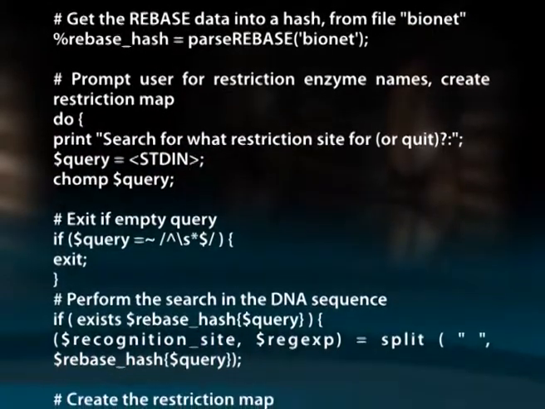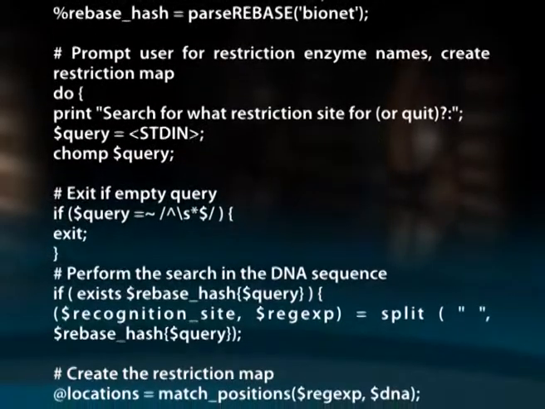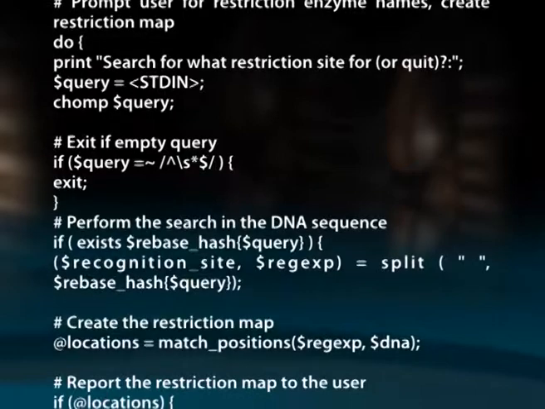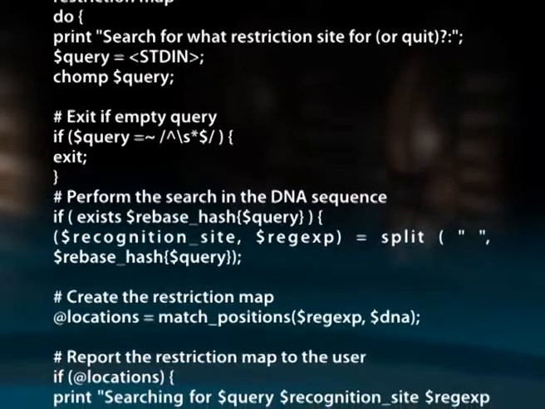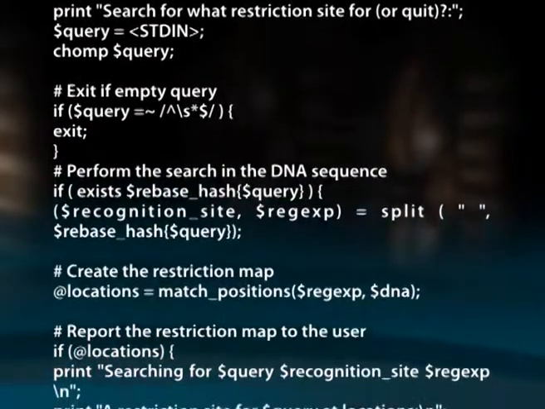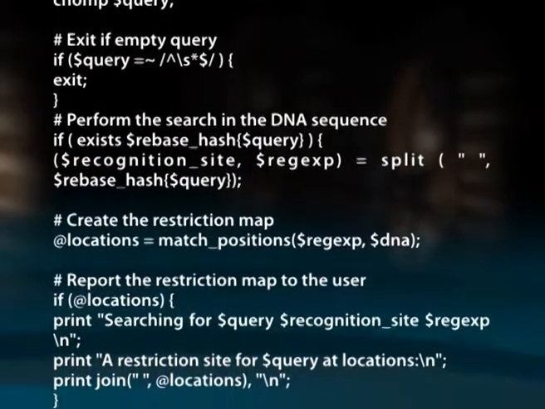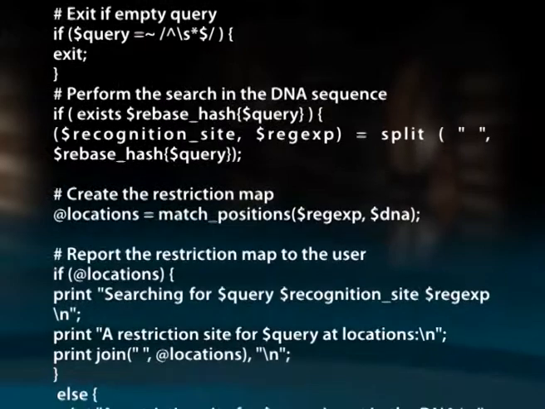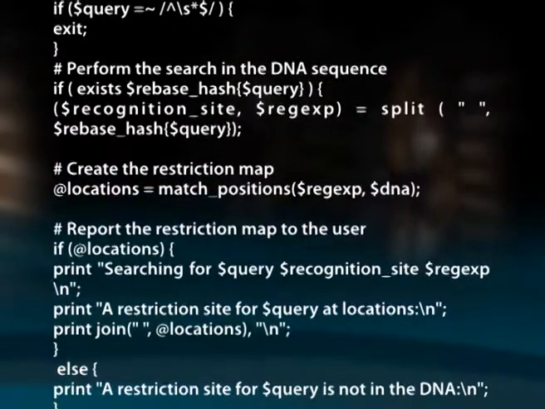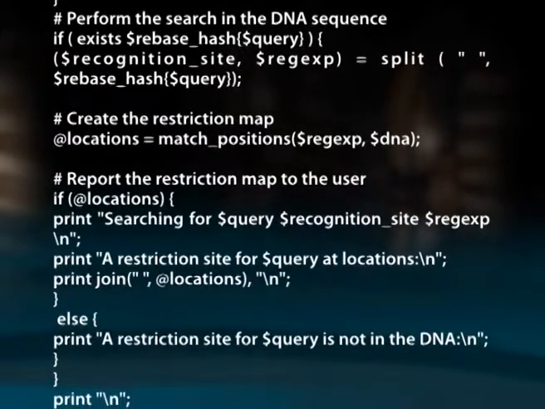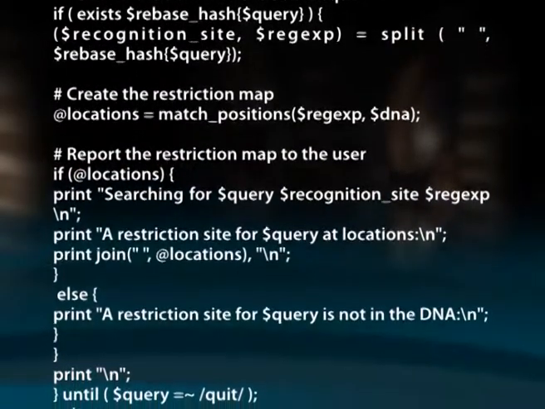Perform the search in the DNA sequence as: if exists $rebase hash of $query, then $recognition site and regular expression are set by calling the split function with space and rebase hash of query. Then create the restriction map with the statement locations equals match positions of regular expression and DNA. Then we want to report the restriction map to the user.